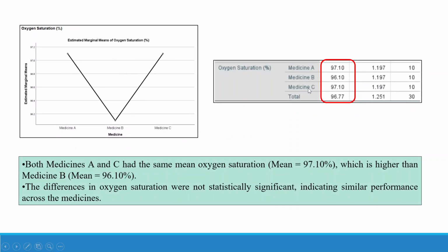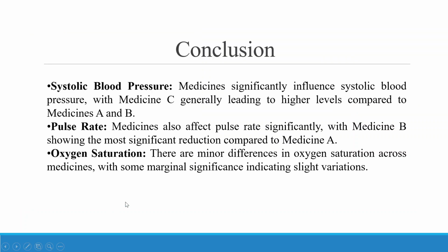The oxygen saturation, almost they are nearer to each other. Both medicine A and C had the same oxygen saturation, which is higher than medicine B. The difference in oxygen saturations was not statistically significant, indicating similar performance across the medicines.